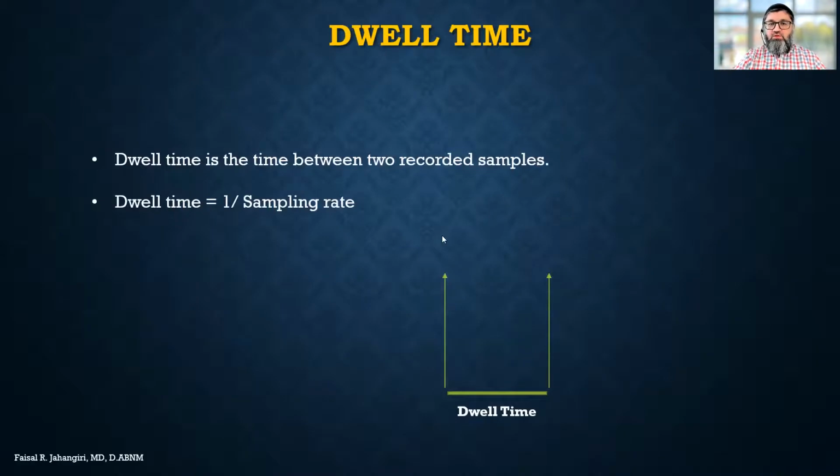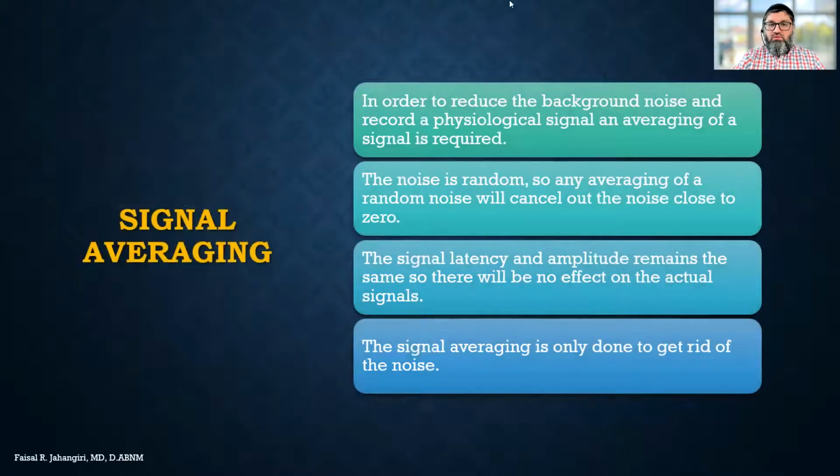The time between the two recorded samples is known as dwell time. So we are sampling across the screen. The computer is sampling across the signal, and the time between two samples is known as dwell time. The formula is another formula. Dwell time or dt is equal to 1 over sampling rate. And if you have the dwell time, you can also calculate the sampling rate, so sampling rate is equal to 1 over dwell time. They are inversely proportional to each other.